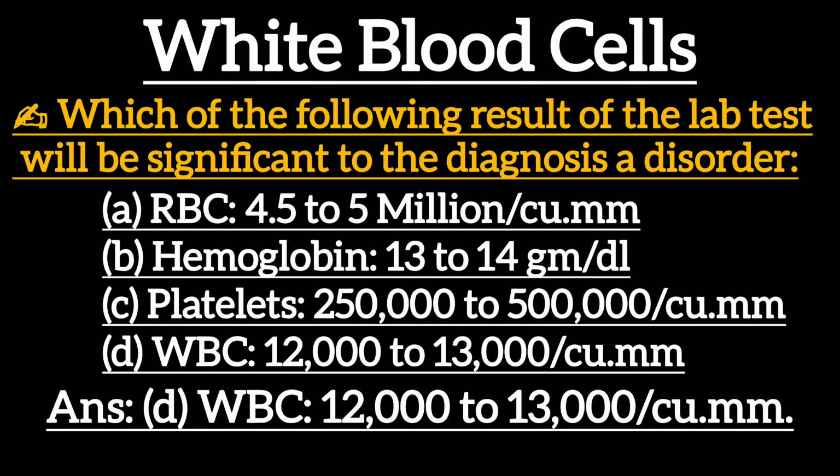Next one: which of the following results of the lab test will be significant to the diagnosis of a disorder? Option A, RBC 4.5 to 5 million per cubic millimeter. Option B, hemoglobin 13 to 14 gm per dl. Option C, platelets 2,50,000 to 5 lakh per cubic millimeter. Option D, WBC 12,000 to 13,000 per cubic millimeter. Correct answer is option D, WBC 12,000 to 13,000 per cubic millimeter.